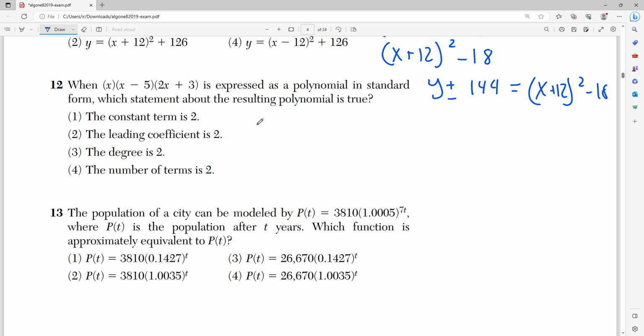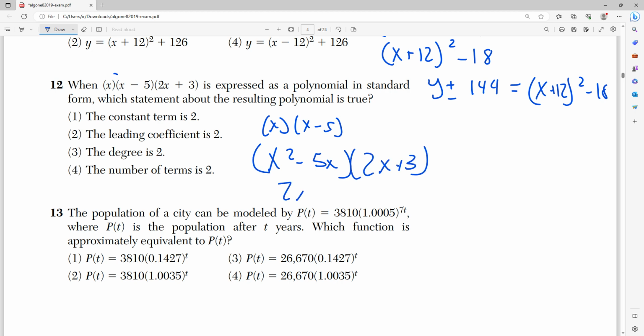So 12 says, when x times x minus 5 times 2x plus 3 is expressed as a polynomial in standard form, which statement about the resulting polynomial is true, right? So let's express it in that way. We're going to just multiply everything out. So x times x minus 5, that's x squared minus 5x, right? Then we're going to multiply this by 2x plus 3. We're going to have 2x cubed plus 3x squared minus 10x squared minus 15x, right?